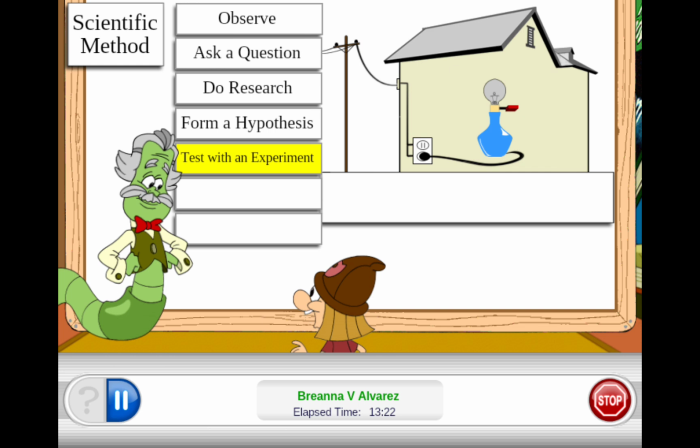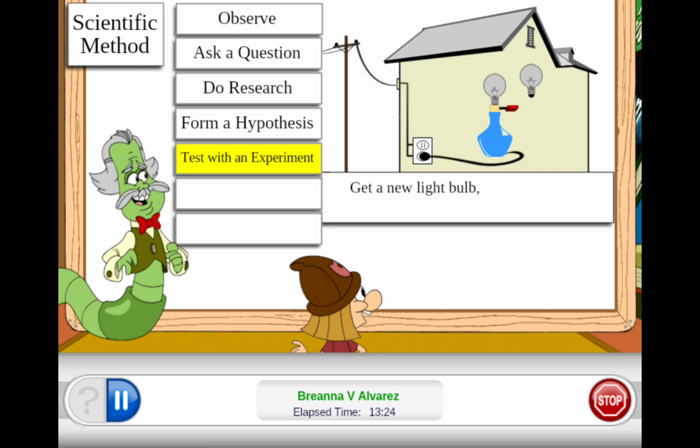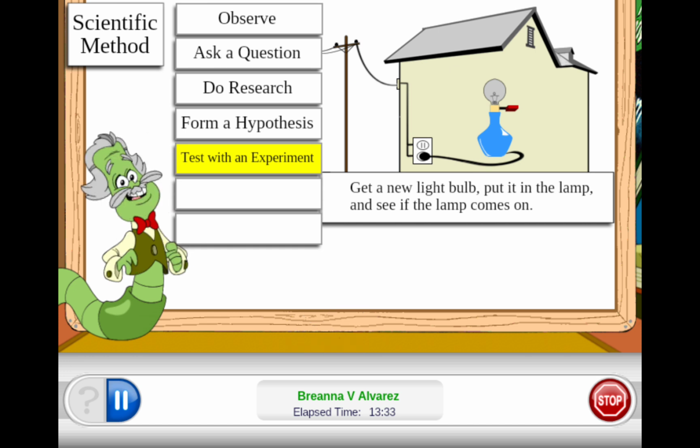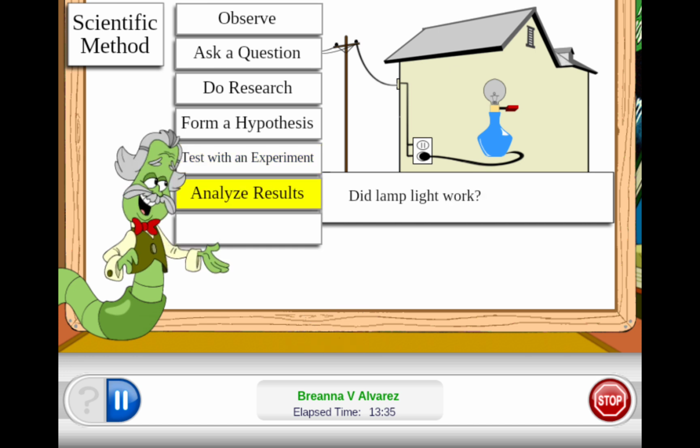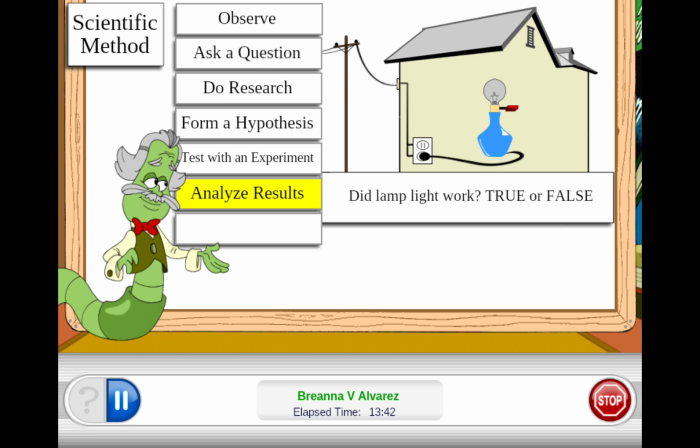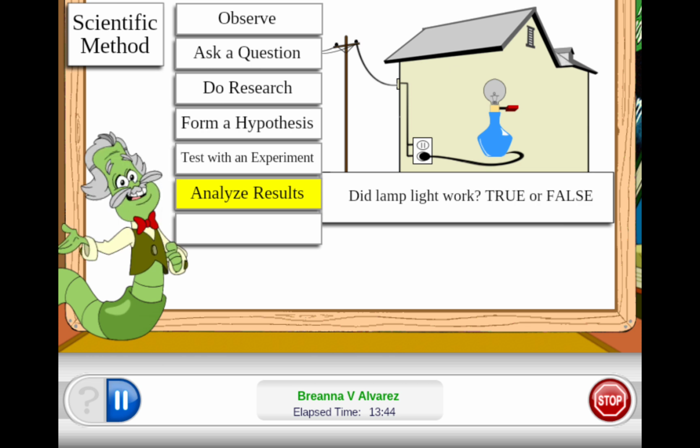So, now that we have written a testable sentence, which is a hypothesis, what test or experiment could we do? Oh, I know, Mr. C. We could get a new light bulb, put it in the lamp, and see if the light comes on. That's a good test for this hypothesis. If the lamp worked with a new bulb, then the hypothesis was true. If the lamp did not work, then the hypothesis was false, and we must come up with a new hypothesis.